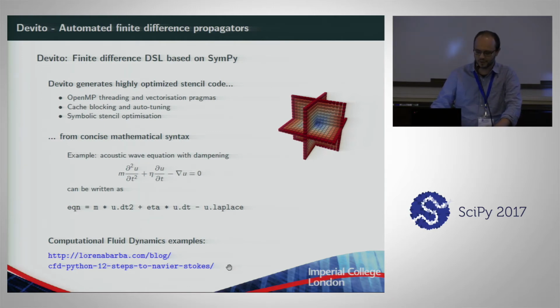But before I get into the details of seismic imaging, I want to demonstrate a little bit of the basic principles of the Devito API on some much easier examples. For this, I'm going to use some examples from a very nice online resource, Lorena Barba's blog, CFD Python, 12 Steps to Navier-Stokes. Because it has very nice and clean examples, and everybody can read up on how to do these finite difference stencils.